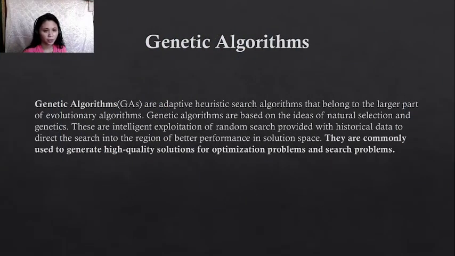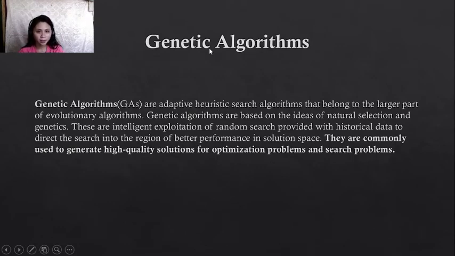That's all. Genetic algorithms are adaptive heuristic search algorithms that belong to the larger part of evolutionary algorithms. Genetic algorithms are based on the ideas of natural selection and genetics. These are intelligent exploitation of random search provided with historical data to direct the search into the region of better performance in solution space. They are commonly used to generate high-quality solutions for optimization problems and search problems.